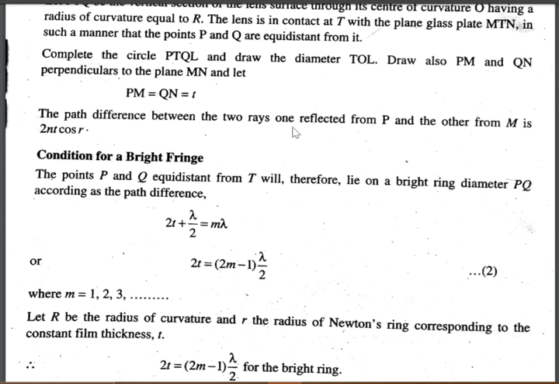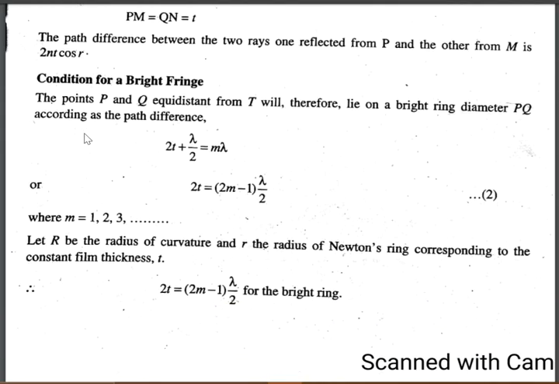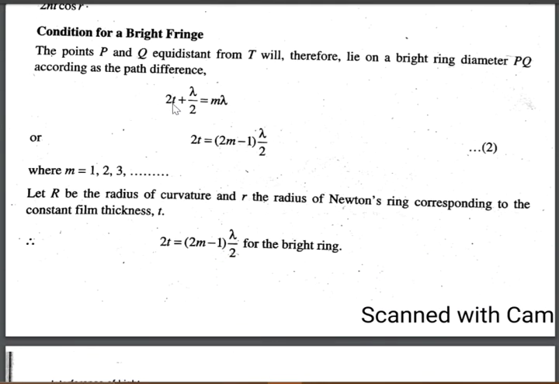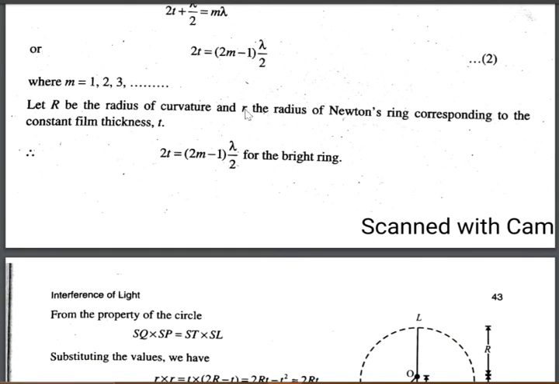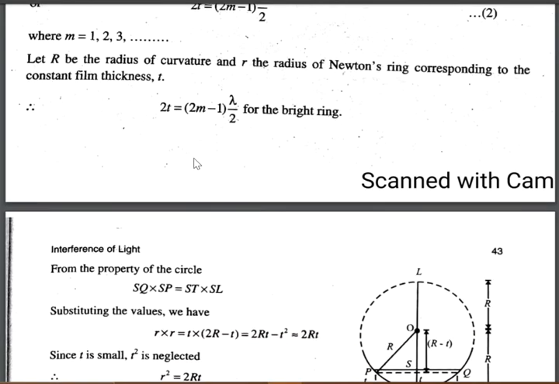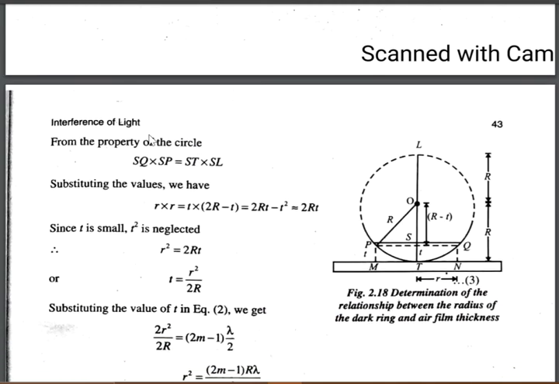The path difference between the two rays, one reflected from P and the other reflected from N, is 2nt cos r. Now let us work out the condition for a bright fringe. For bright fringe, 2t plus lambda by 2 should be equal to m lambda. That is, 2t must be equal to (2m minus 1) into lambda by 2, where m is an integer, capital R is the radius of curvature of the convex surface of the plano convex lens, and small r is the radius of the Newton's ring corresponding to the thickness t. Therefore, 2t must be equal to (2m minus 1) lambda by 2 for a bright fringe.